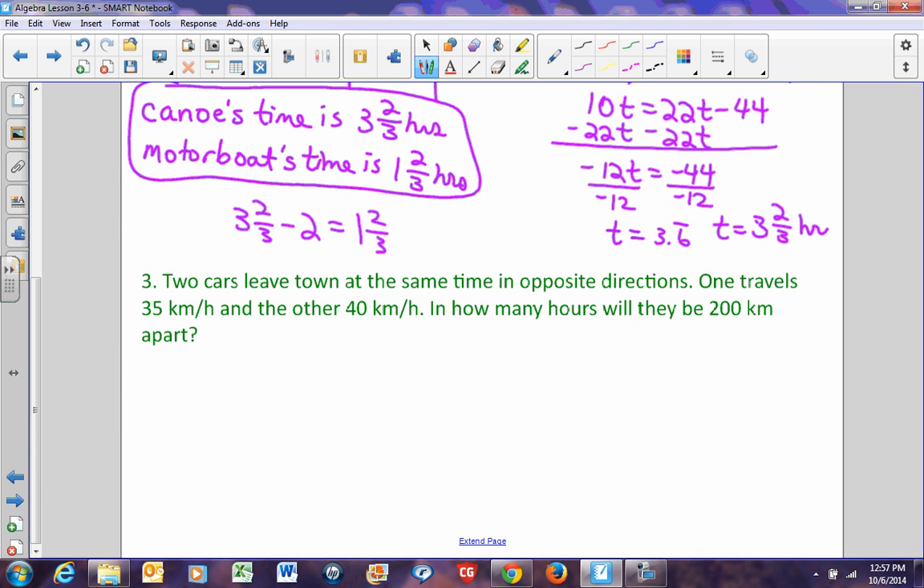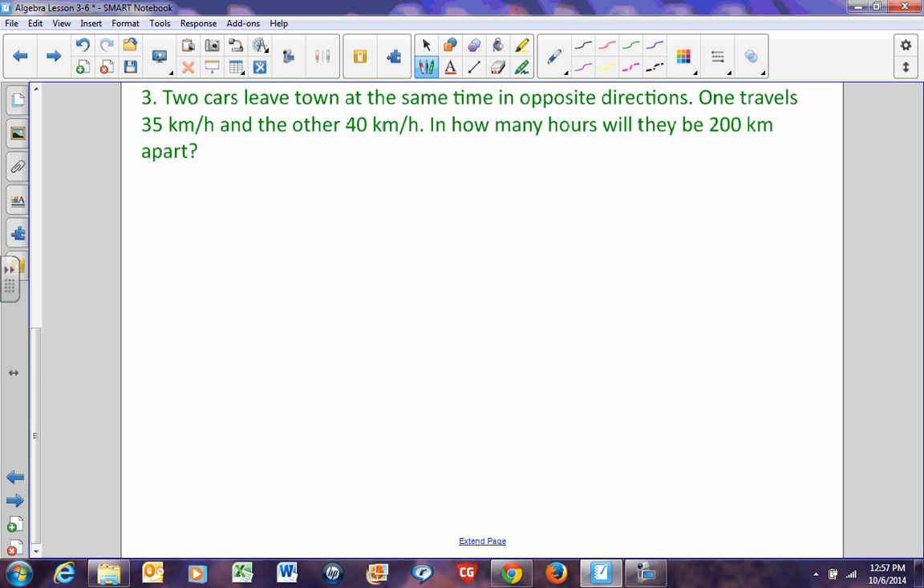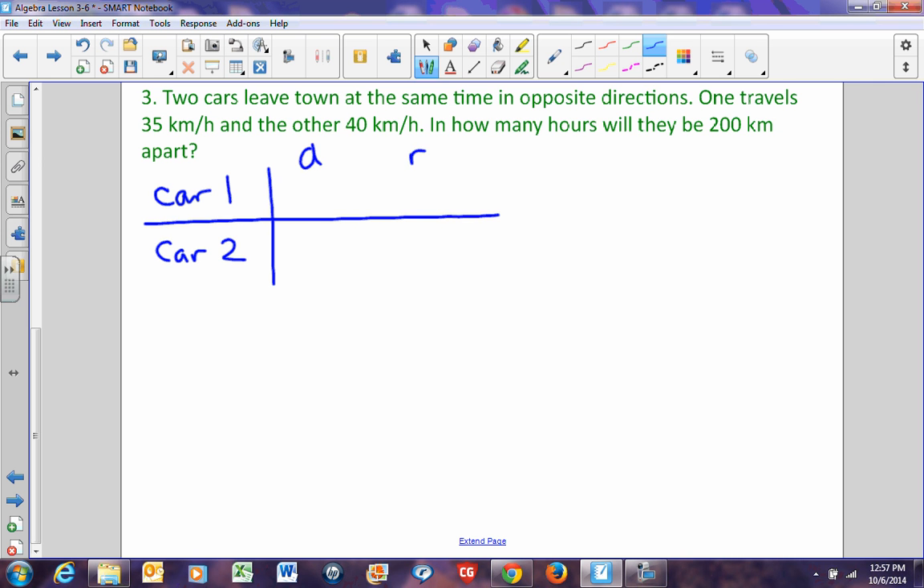Problem number 3. 2 cars leave town at the same time in opposite directions. This one's slightly different. One travels 35 kilometers per hour, the other 40 kilometers per hour. How many hours will they be 200 kilometers apart? Okay, so again, we've got 2 cars. Let's just call them car 1 and car 2. Makes it easy. We're still going to be doing distance, a rate, and a time.